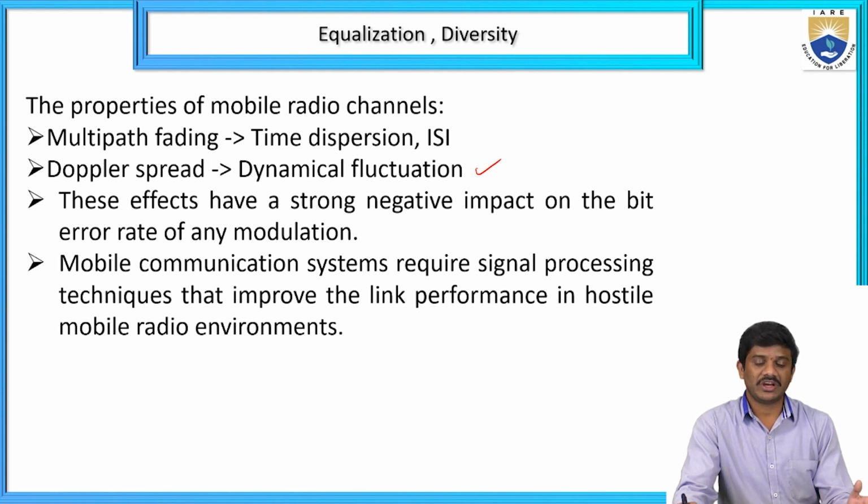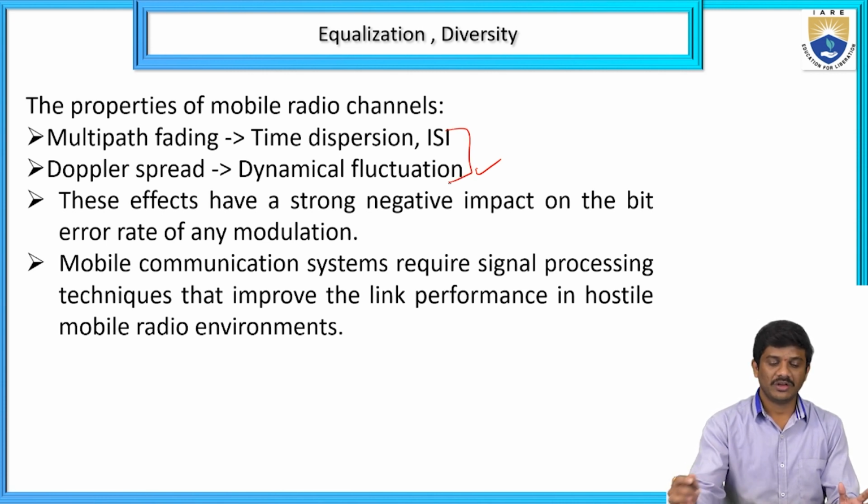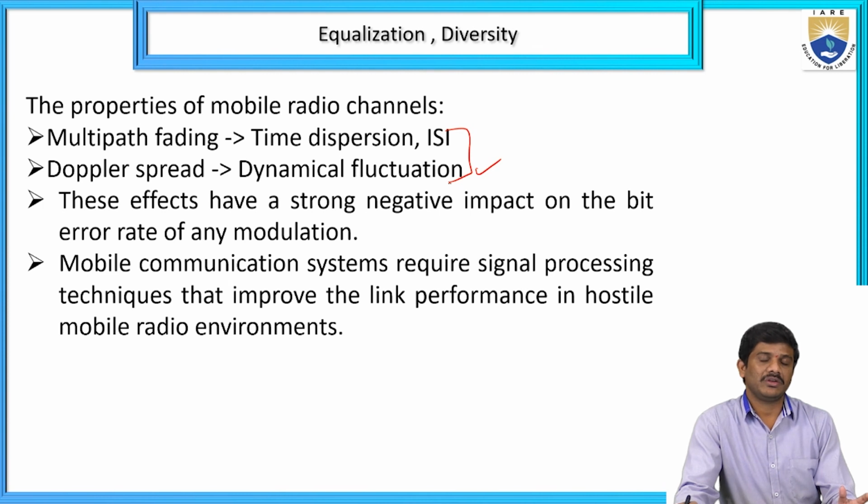These two effects, multipath fading and Doppler spread, have a strong negative impact on the bit error rate of any modulation. We have analog modulation and also digital modulation, and we also have different schemes within the modulation.